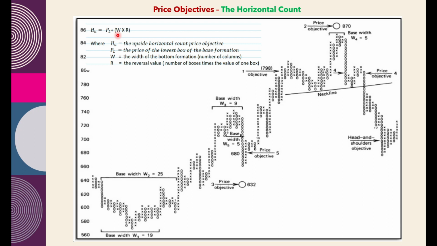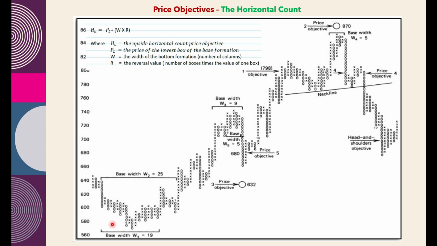Number of boxes times the value of one box. In this point and figure chart, the box size is $4. First, we need the price of the lowest box of the base formation. Here we have a consolidation formation. With this example, let us try to set our price objective.